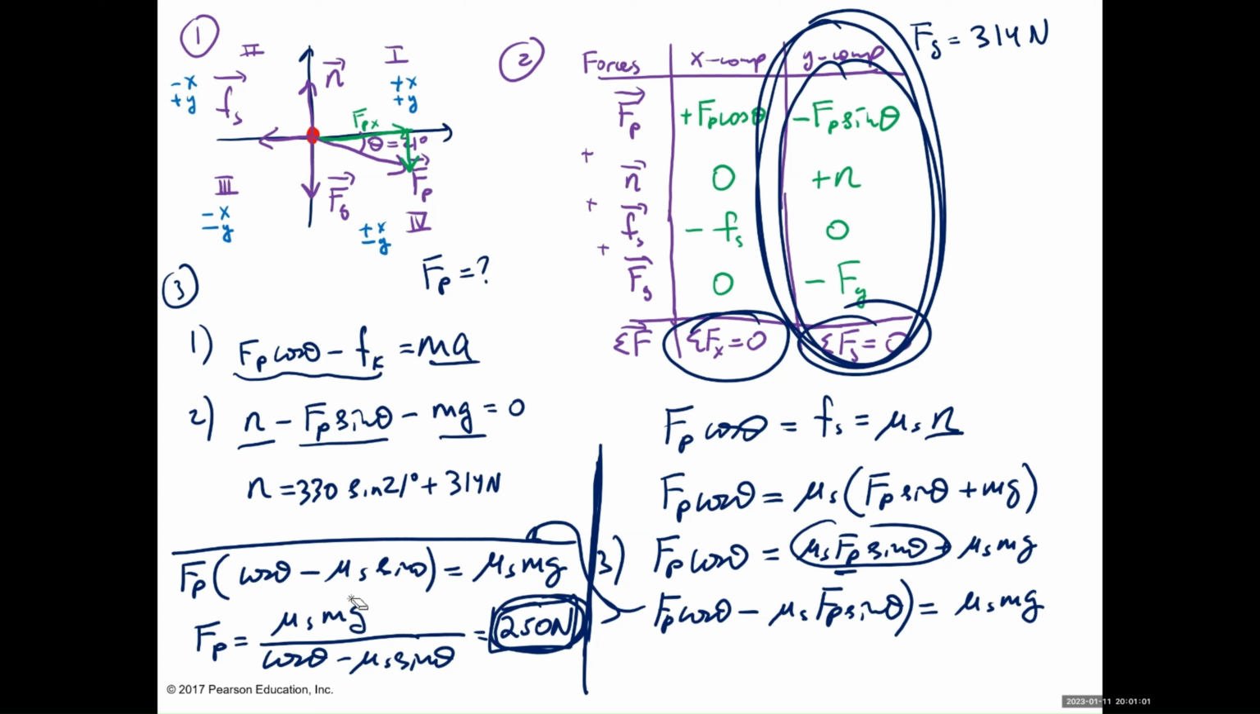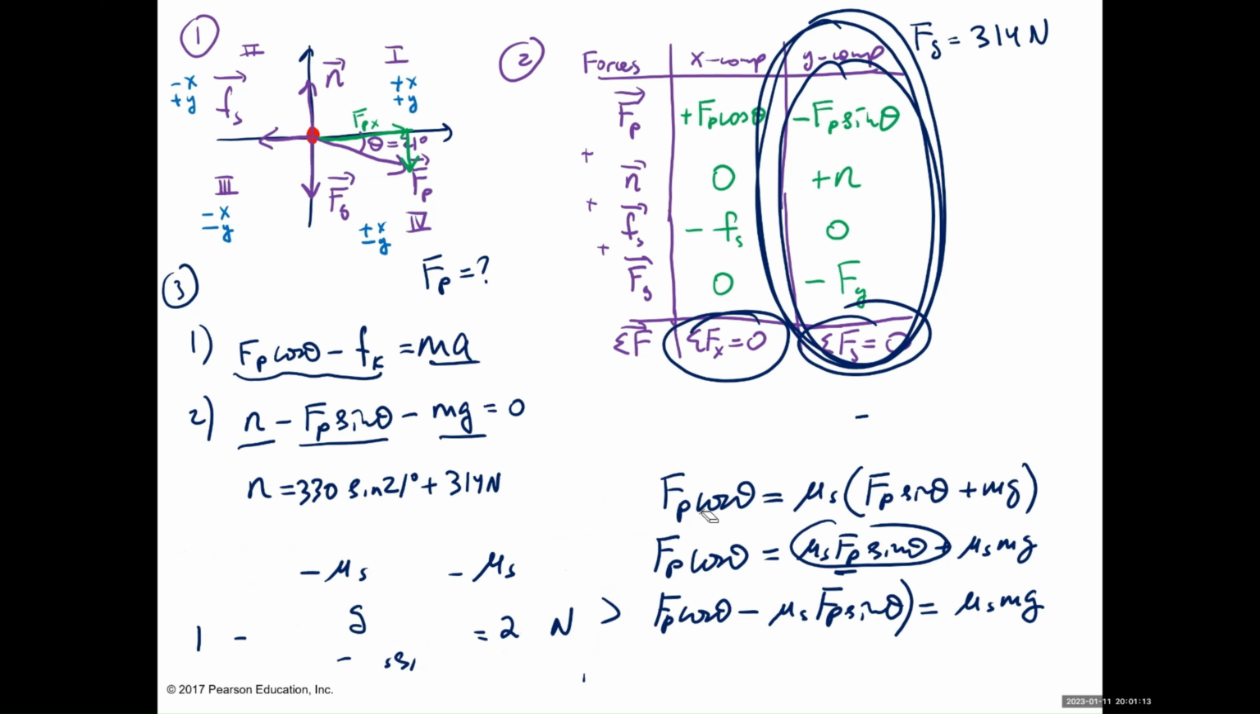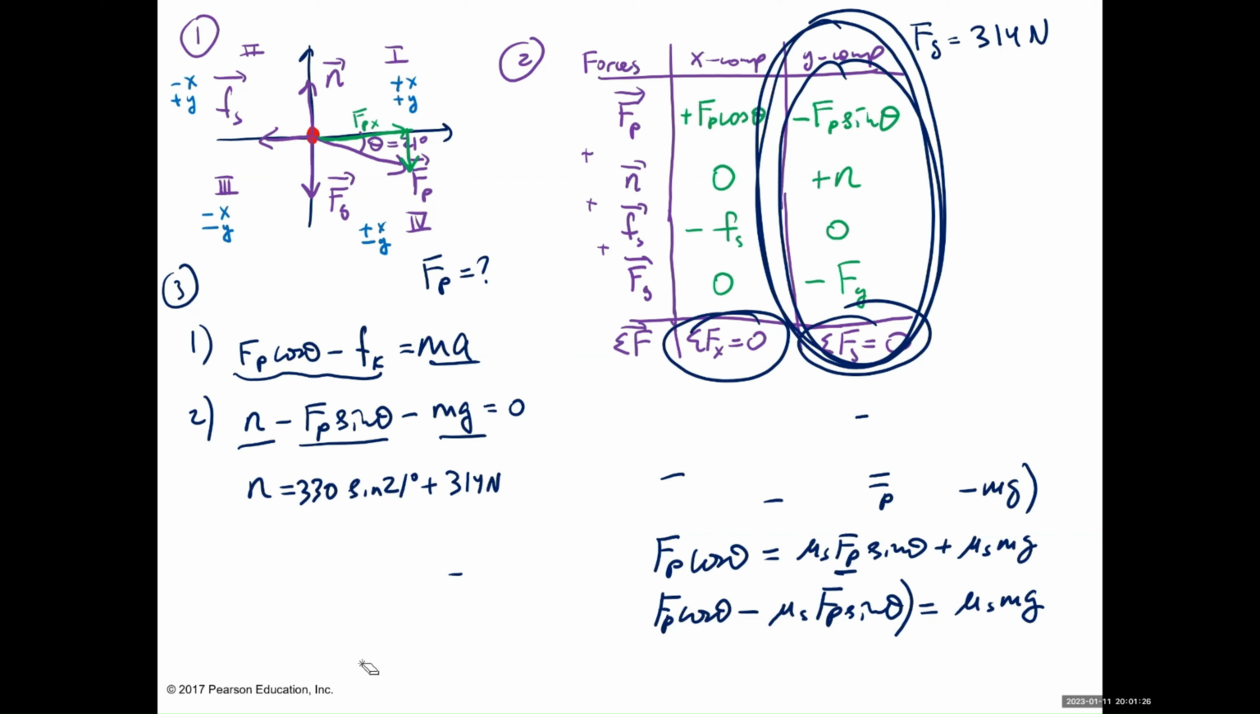All right, so let me quickly get rid of this. It's not very quick, but all right, so for example, I can use this to calculate the normal force: 330 times sine of 21, then plus 314, I get 432. That means my normal force is 432 Newtons.